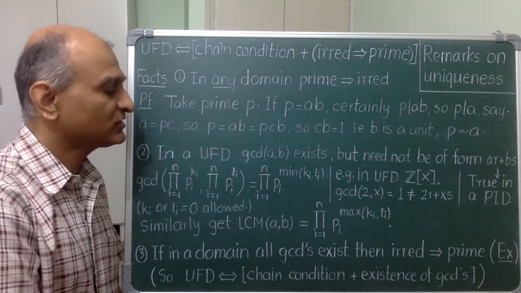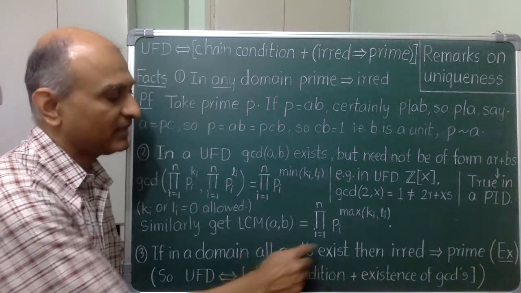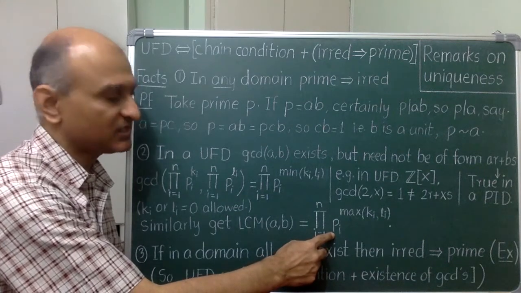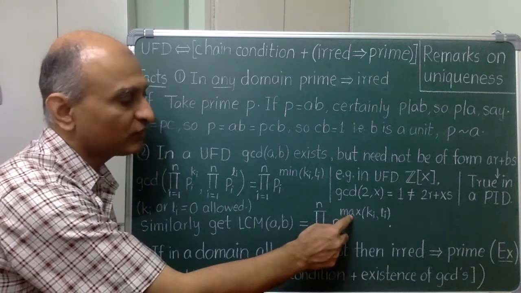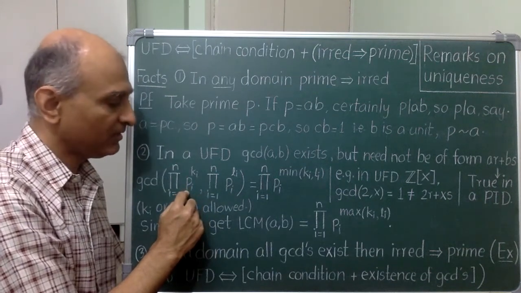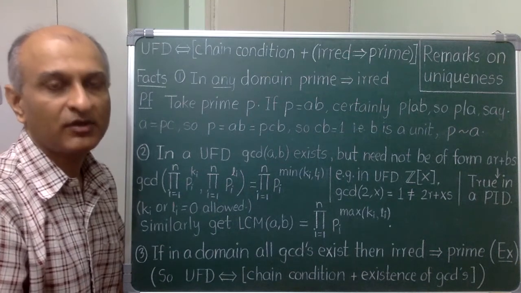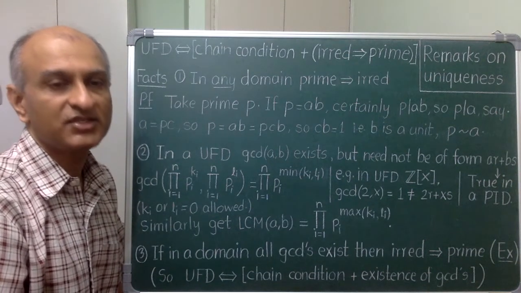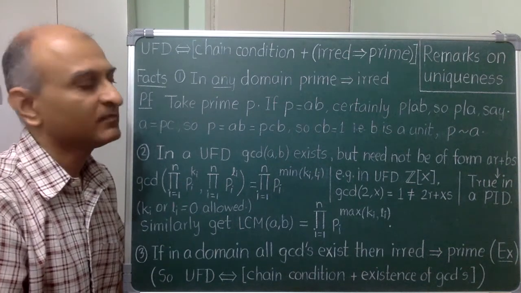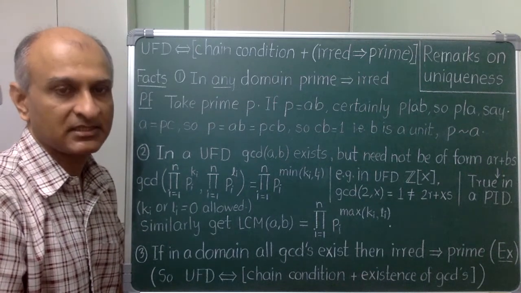Next, I can use a similar idea to calculate the least common multiple. I take the same list of primes and raise each one to the larger of the powers to which it is raised in the prime factorization of A and of B. Observe as usual that the product of A and B is the product of their GCD and LCM. Alright, so we saw that in a UFD, GCDs exist.